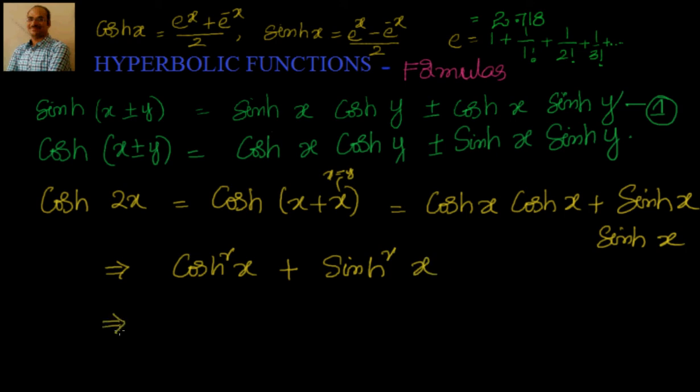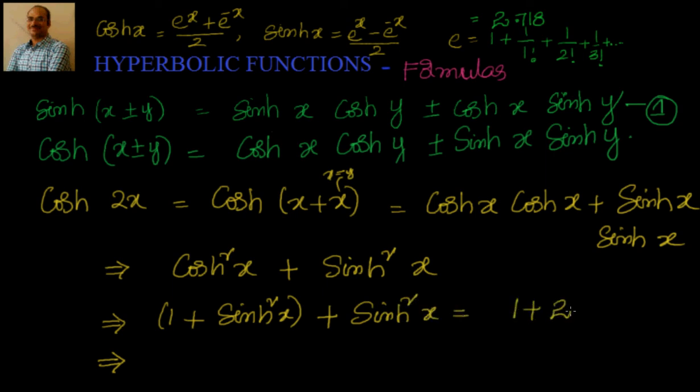I can also write this in two ways. One way, I can convert cosh²x. You know the formula: cosh²x minus sinh²x equals 1, right? So I can write this as 1 plus sinh²x plus sinh²x. That way I can write it as 1 plus 2 sinh²x.